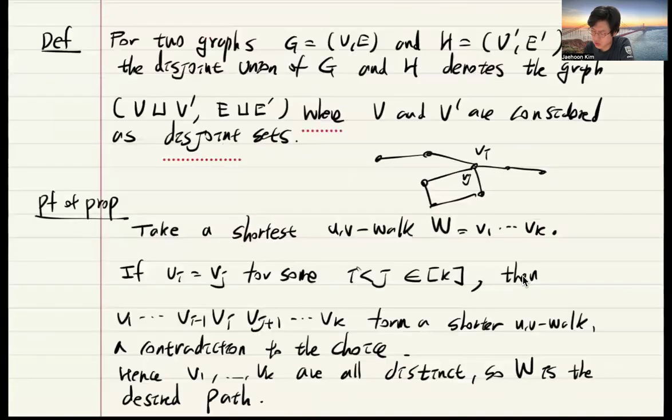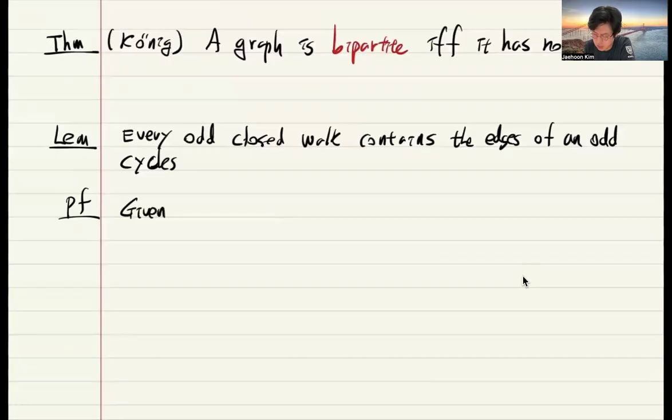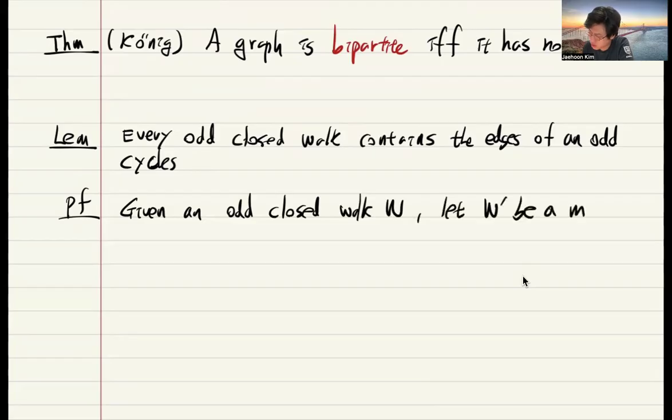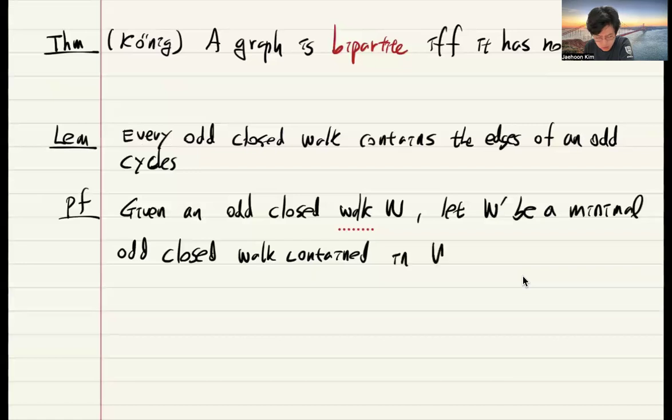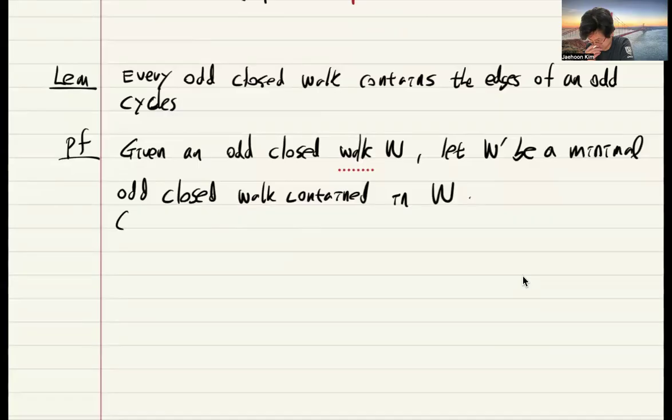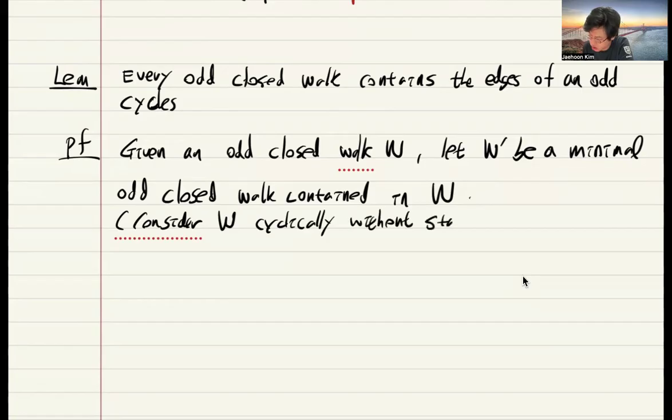Again, the proof uses minimality. Let's say we are given an odd closed walk W, and we take W prime, which is the minimal odd closed walk contained in W. And to be more rigorous, we consider this W in a cyclic way, without a starting vertex.